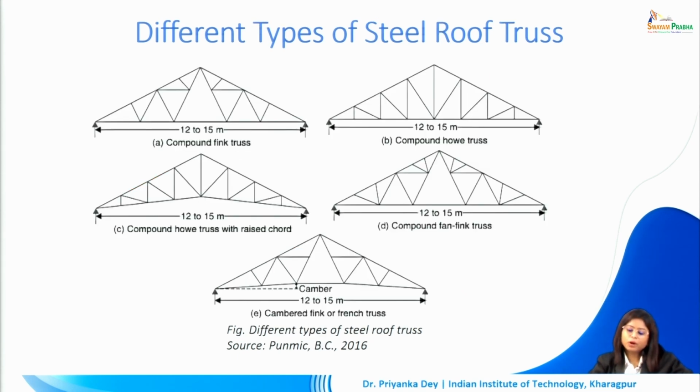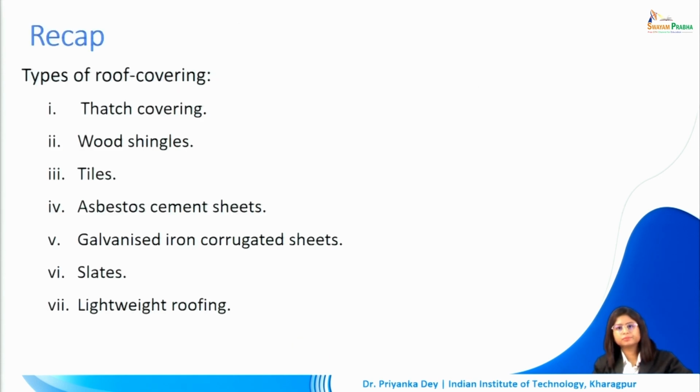We have compound fink or compound howe trusses which can go up to 12 to 15 meters in span, and also we can have a compound howe truss with raised chord or a compound fan fink truss. These also can go up to 15 meters. We can also go for the cambered fink or French truss. So different shapes of steel trusses are possible for different types of spans.